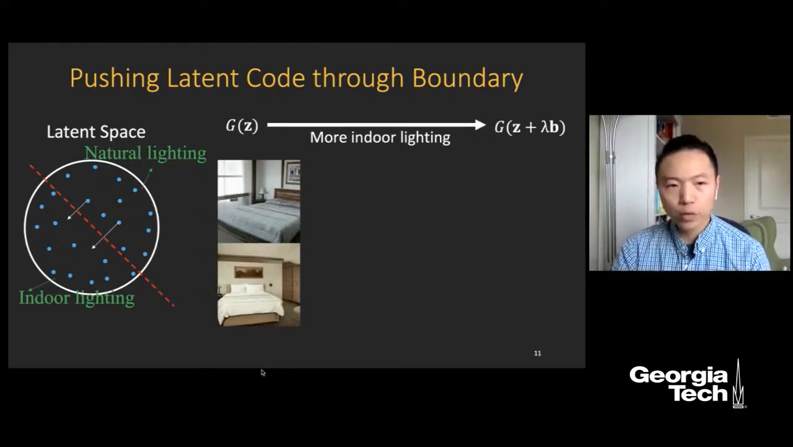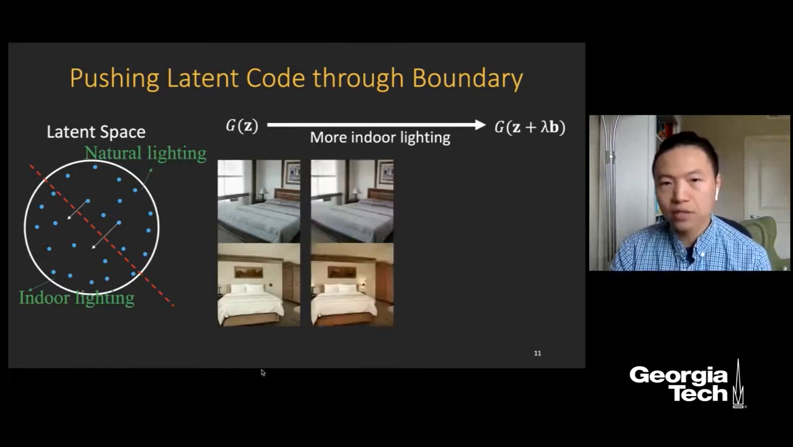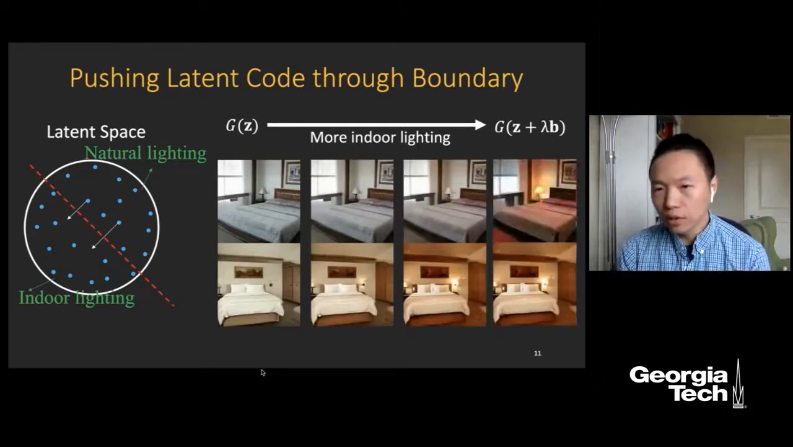Here we gradually push the latent codes toward the boundaries. By just adding the norm of these boundaries, you can see the lighting condition gradually change. The lamp inside the scene just turned on.